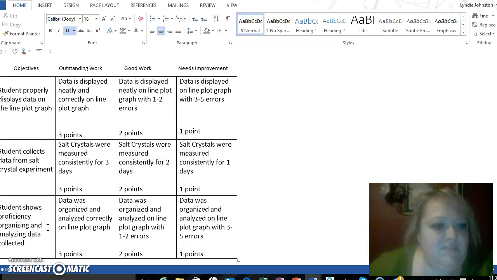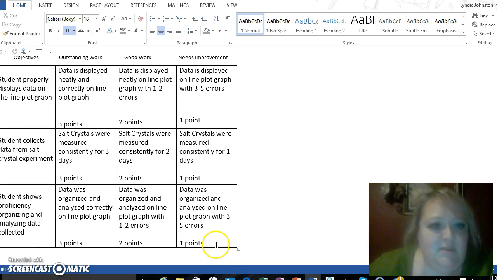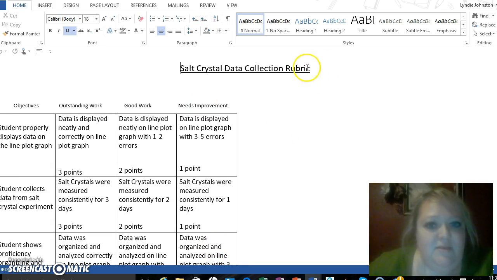The third objective is the student shows proficiency organizing and analyzing the collected data. They'll get 3 points if the data was organized and analyzed correctly on the line plot graph. They get 2 points if they made 1 to 2 errors when plotting their information, and they'll get 1 point if they make 3 to 5 errors. And that is my salt crystal data collection rubric.